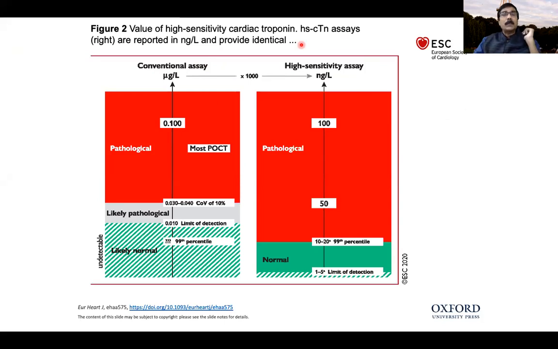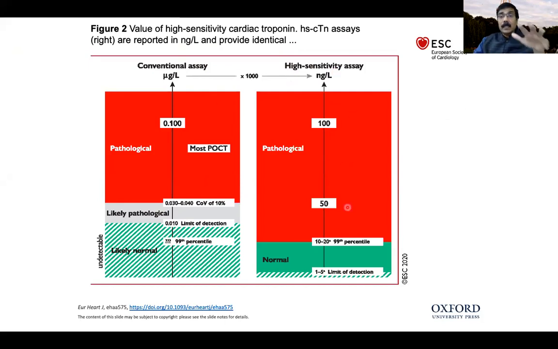Now, what is the difference between the two? The conventional assay used to measure it in micrograms, and only when it goes more than 0.040 or 0.030, we were thinking that it was pathological, considering that there is going to be myocardial necrosis. Now, highly sensitive troponin is measured in nanogram per liter, which is 1,000 times more sensitive.